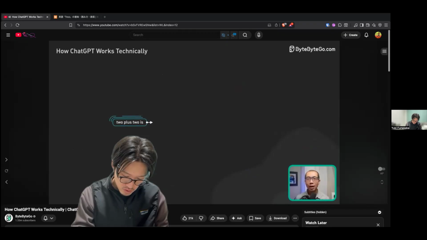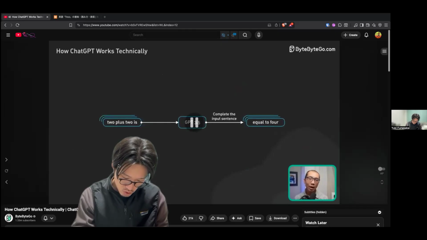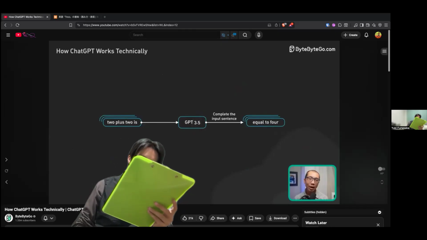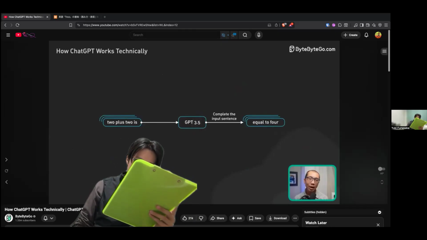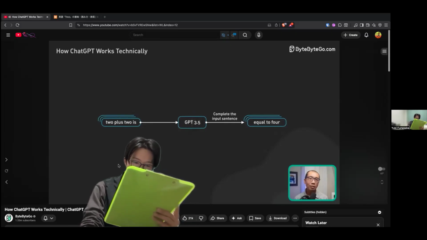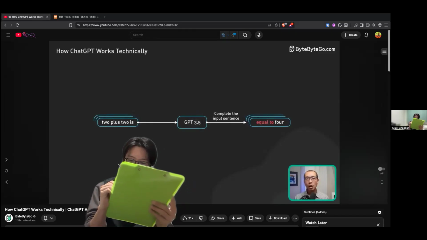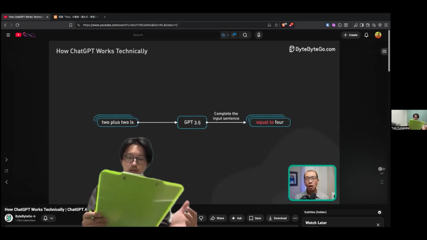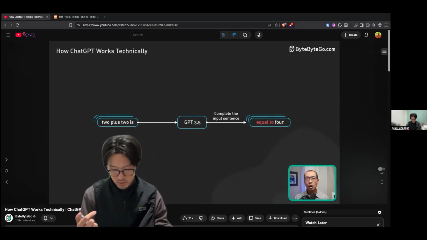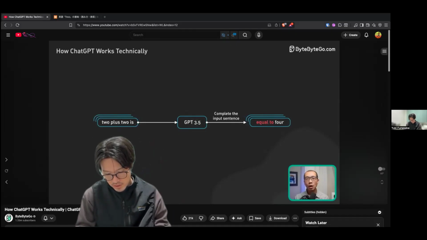Now, the model uses the training data to learn the statistical patterns and relationships between words in the language, and then utilizes this knowledge to predict the subsequent words.